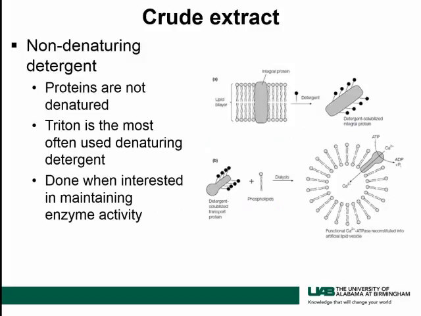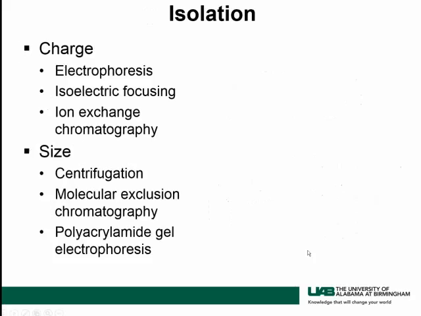With non-denaturing detergent, the proteins remain intact. And one of the most often used non-denaturing detergents is Triton X-100. And this is done if you want to isolate proteins and you want to measure the protein or the enzyme activities of these proteins. So you want the three-dimensional structure to be intact, and so you use the non-denaturing detergent. And then before you do the assay of enzyme activity, you normally dialyze away the detergent molecules right here. Okay.